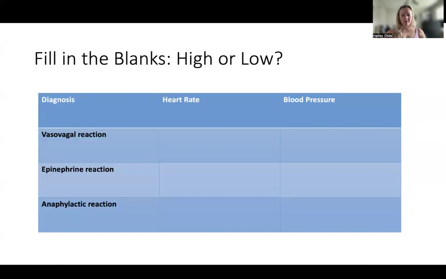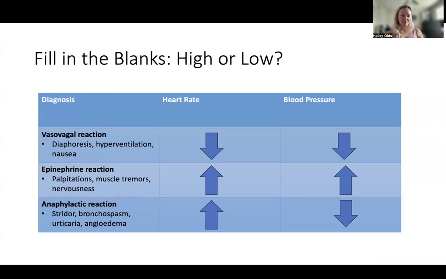Okay, so now we're going to talk about if heart rate and blood pressure are high or low in the following situations. So vasovagal reactions. Heart rate is low and blood pressure is also low. Epinephrine reaction. Heart rate is high and blood pressure is also high. I think that one's the easiest to remember. Versus anaphylactic. So this is like they're in shock. So their heart rate is high, but their blood pressure is low.